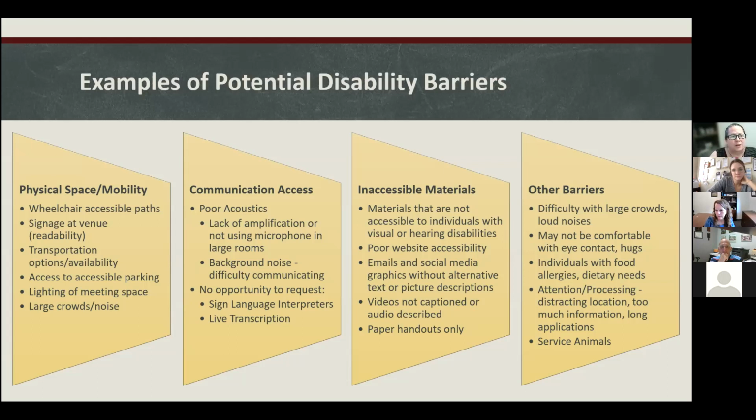And then obviously service animals, we're seeing them much more prevalent on campus, but have you thought about if somebody has a service animal, what that would look like, and how would you respond if somebody brought an animal to an activity?